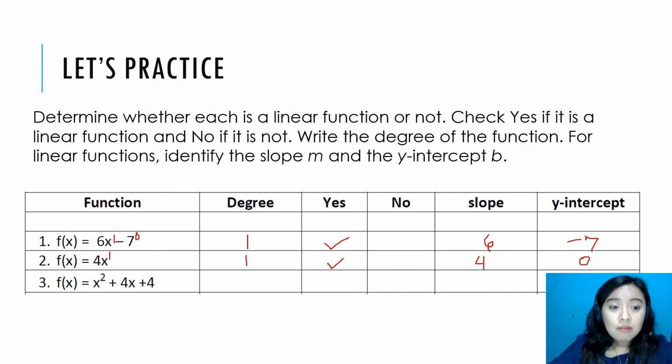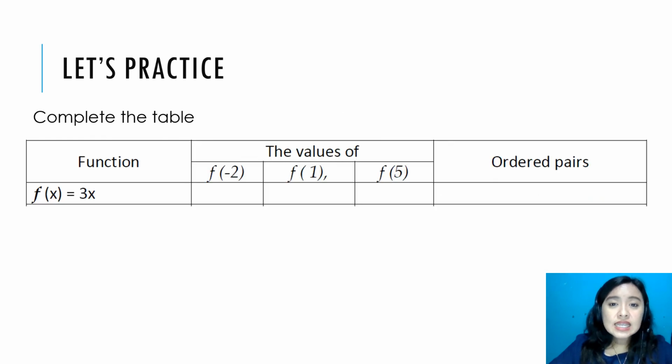For the last example, we have f of x is equal to x squared plus 4x plus 4. So, ang exponent ani ni 4 is 0, ni 4x kay 1, and obviously ni x squared kay 2. So, pilay degree niya? 2. Is it a linear function? No. So, dili ta magkuha sa iyahang slope o intercept. Okay. Let's have last example.